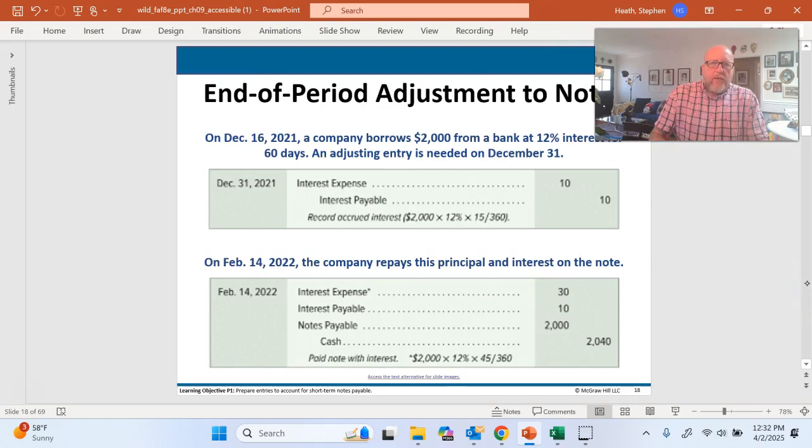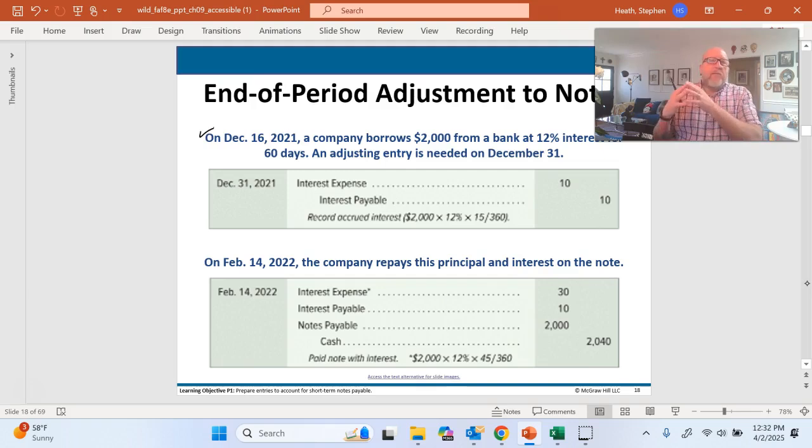So in this example, on December 16th, 2021, we're going to borrow $2,000 from a bank. And again, we're going to agree to pay 12% interest, and we're going to borrow it for 60 days. We already know what the journal entry looks like to borrow the money. We're going to debit cash of 2,000 and we're going to credit note payable of 2,000, right? And we do that on December 16th.